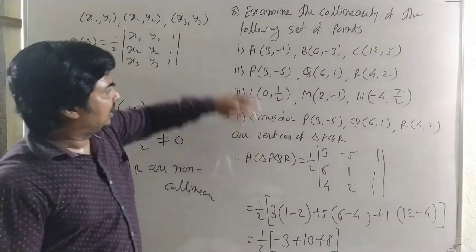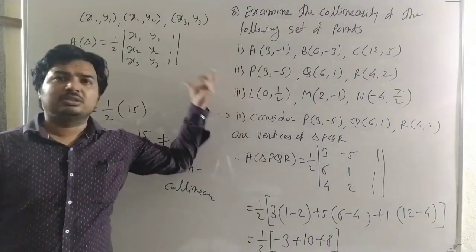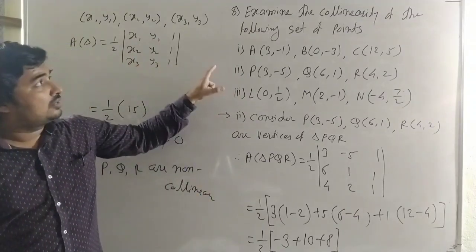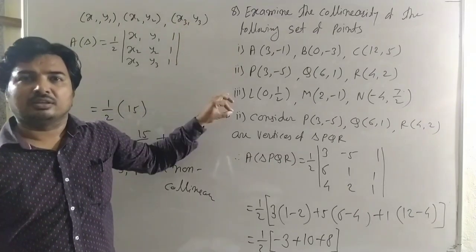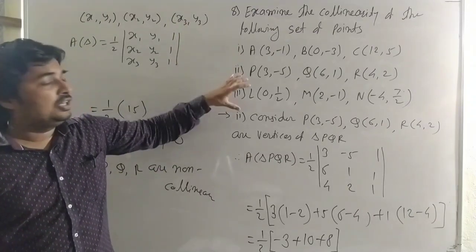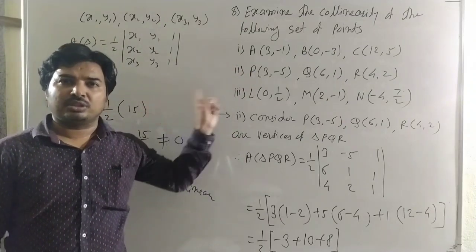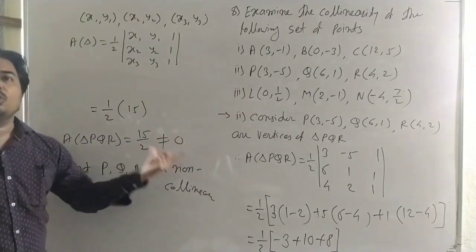Now the third example, you can solve it as homework. Check whether the points are collinear or not. Here we can use the condition for collinearity, which is the area of the triangle. If the area of the triangle is 0, then the 3 points are collinear, and if the area of the triangle is not equal to 0, then the 3 points are non-collinear.